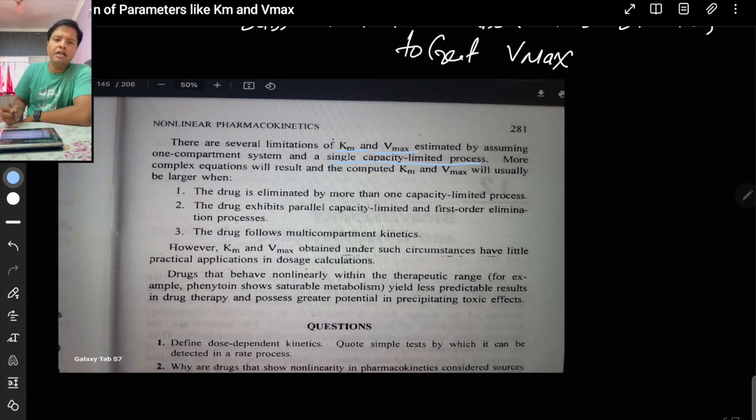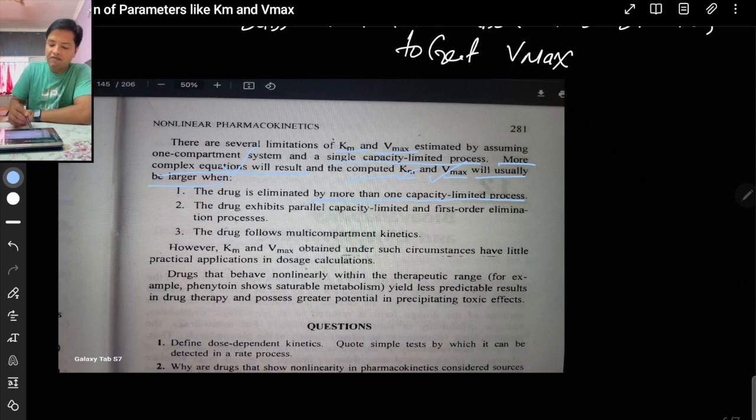So there are many limitations for this process. More complex equations will result and the computed Km and Vmax values will usually be larger. Okay, we'll get complex equations and the computed values of Km and Vmax will be larger when the drug is eliminated by more than one capacity limited process. In that case we get complex equations and also larger values for Km and Vmax.